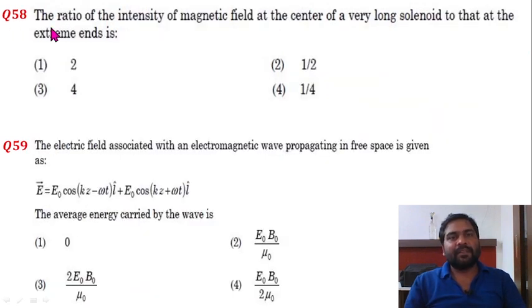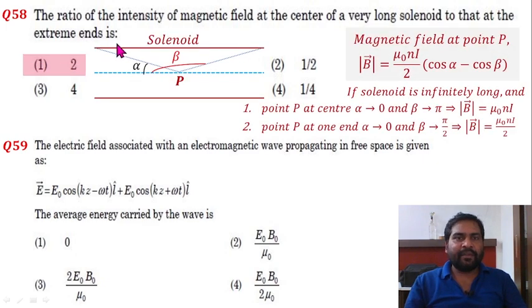Question 58. The ratio of intensity of magnetic field at center of a very long solenoid to that at the extreme ends is. This is a solenoid and any point P is here, making an angle alpha from this end and beta from another end. Then magnitude of magnetic field at point P, B equal to mu naught Ni divided by 2 times cos alpha minus cos beta.